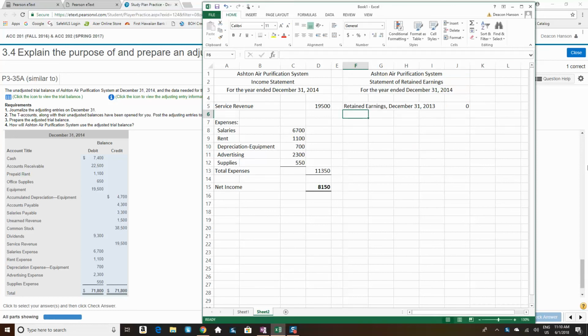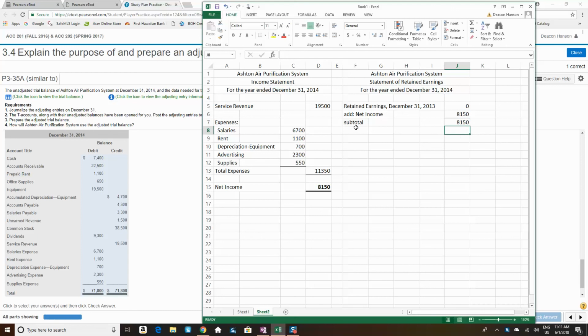And then what we do is we add net income from the income statement. So right over here, 8,150. Now, you may have had beginning retained earnings, but in this case, we don't. So it really ends up being 0 plus your net income.